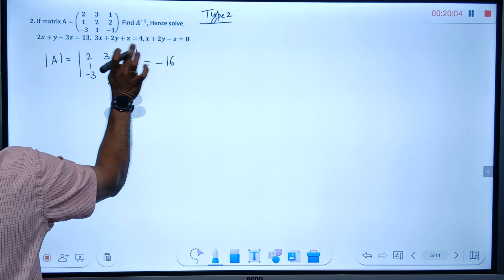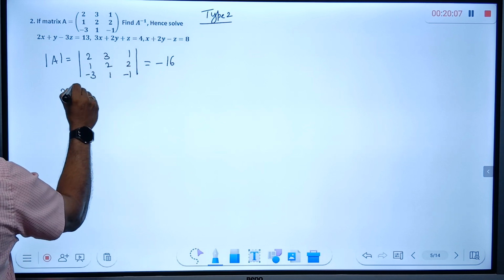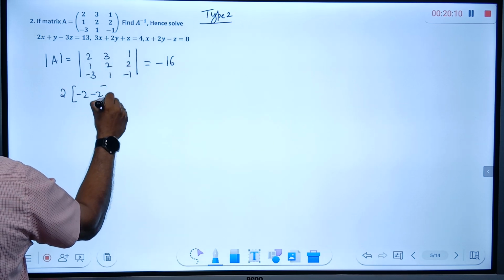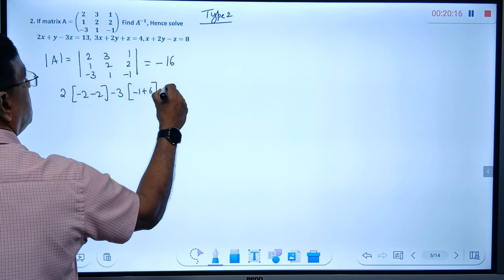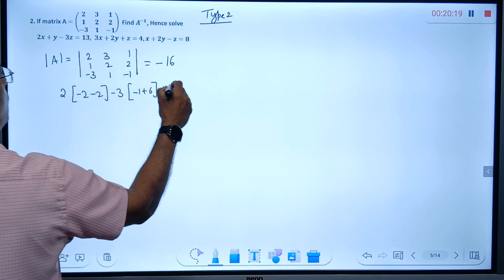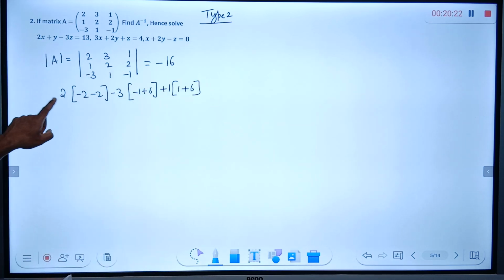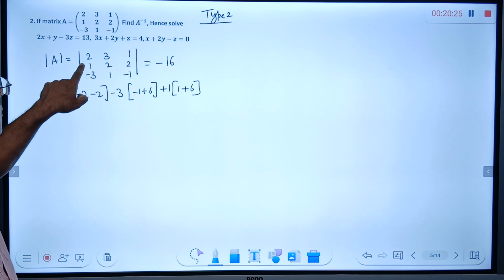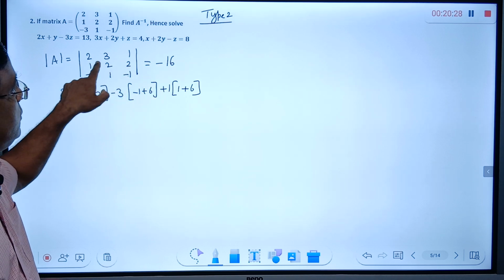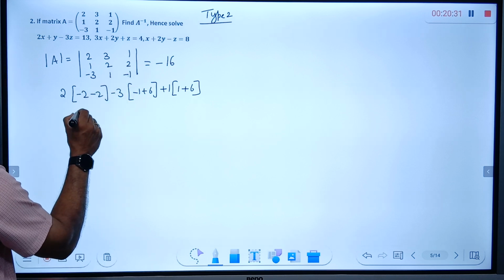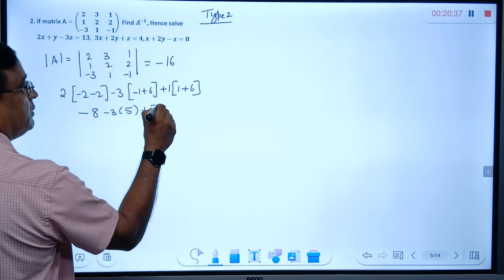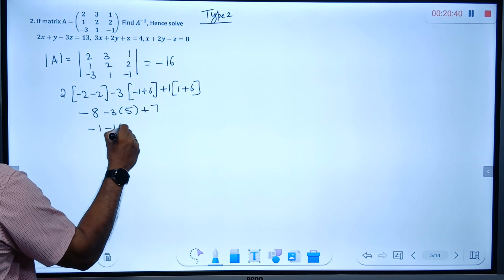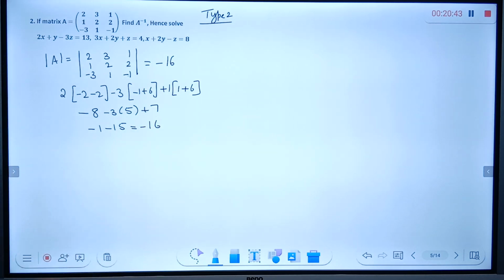So it will be 2 into minus 2 minus 2, minus 3 into minus 1 plus 6, plus 1 into 1 plus 6. So this is minus 8, minus 3 into 5, plus 7. So this is minus 1 minus 15. So it is minus 16. It is not at all difficult, it's very easy. Now I will write the cofactor for you.